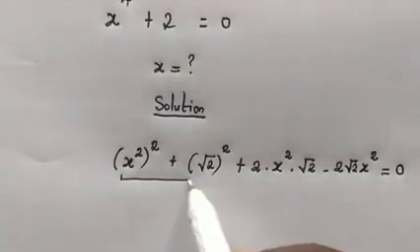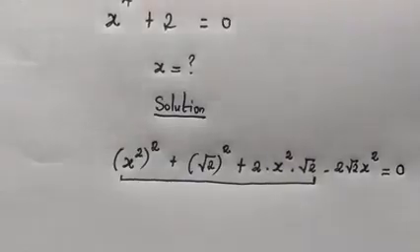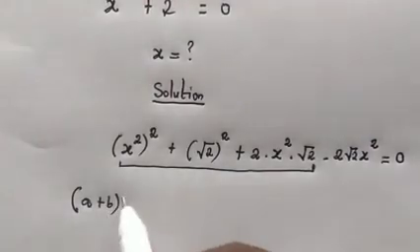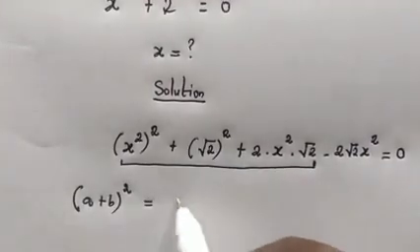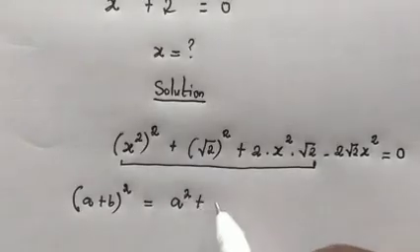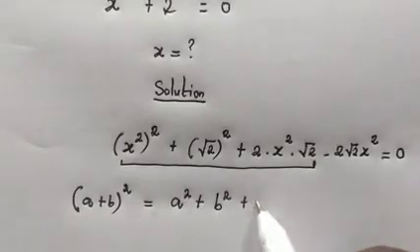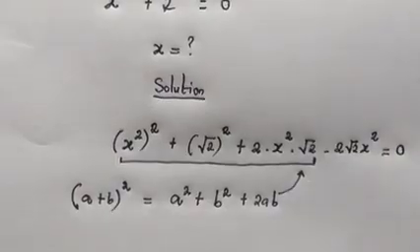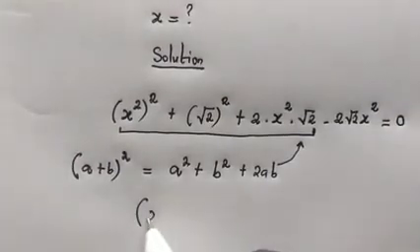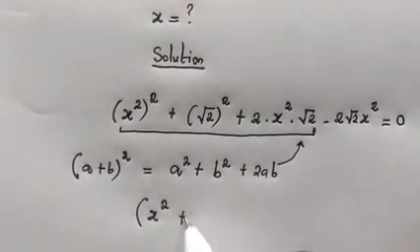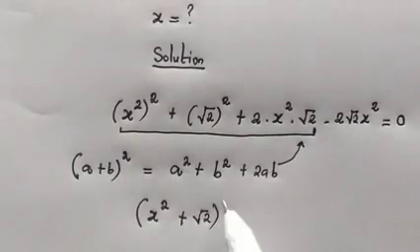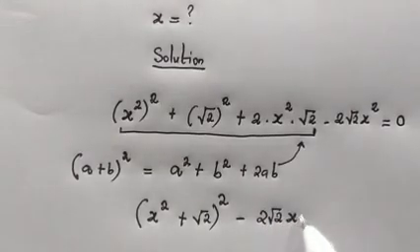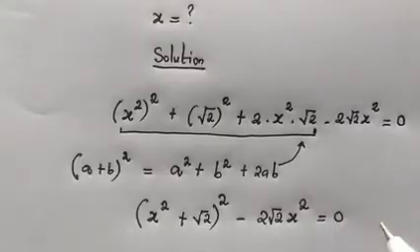Are you aware that this part here is a perfect square? Take a look. When we have (a plus b) squared, this is giving us a squared plus b squared plus 2ab. So this right over here is related to this, right? So which obviously shows that we have (x squared plus the square root of 2) whole squared, and then minus 2 root 2 x squared, and this is equal to 0.